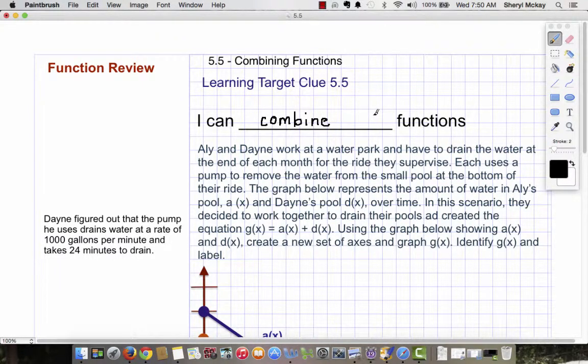But before we move on and actually work on this, I want to do a little bit of function review because I still notice that some of you are struggling with function notation. So when you see f of x, always remember that does not mean f times x. This means the function of x.